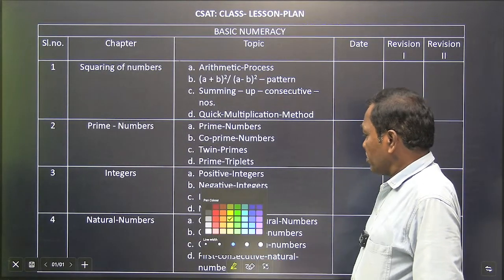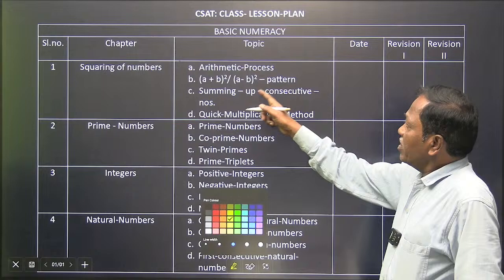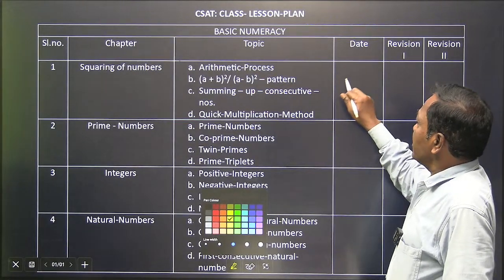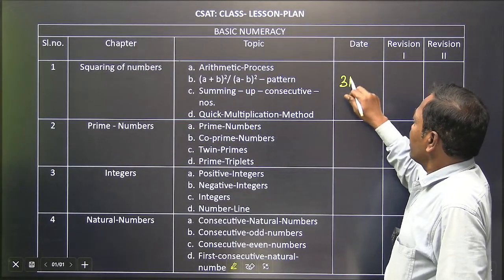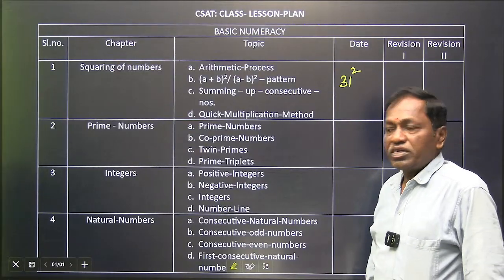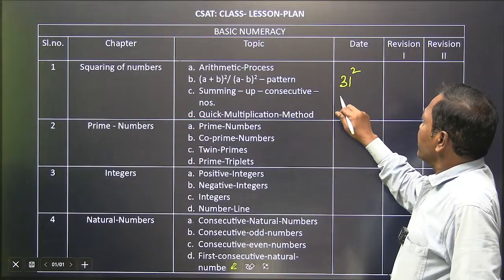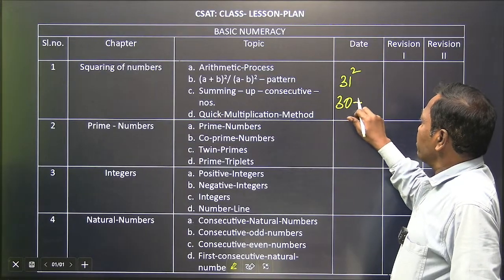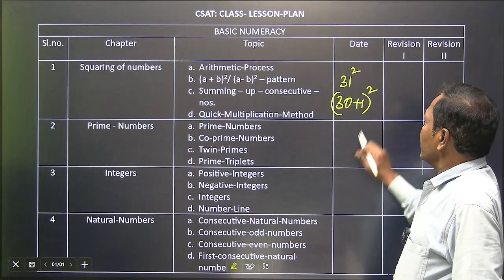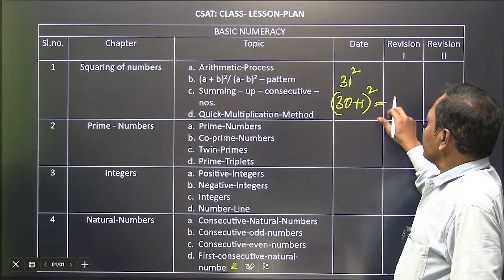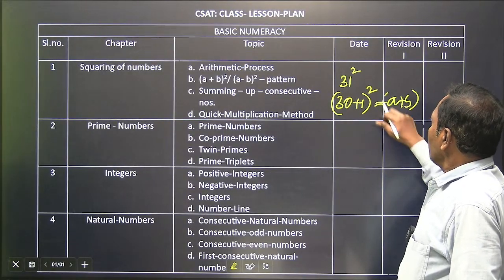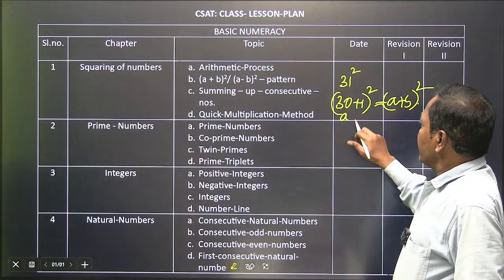Now you can see a plus b whole square. For example, 31 square. What is 31 square? It can be written as a plus b whole square, that is, 30 plus 1 whole square. This is a, this is b.